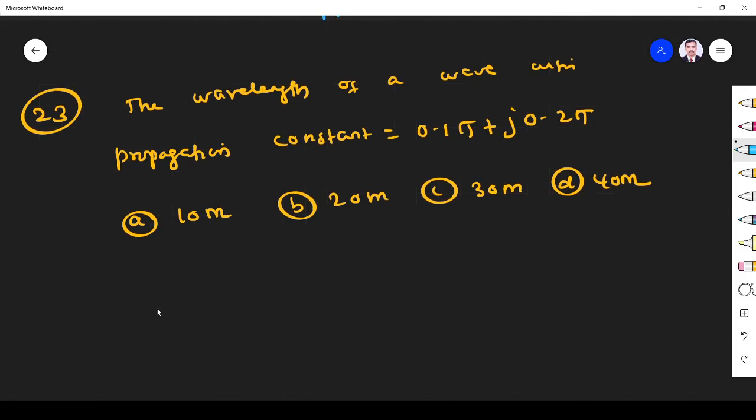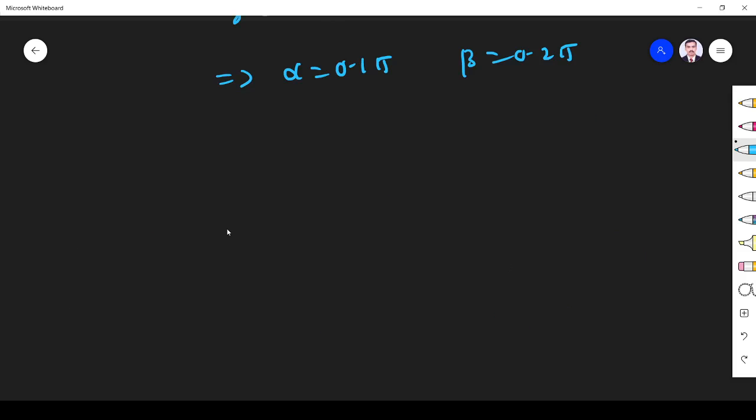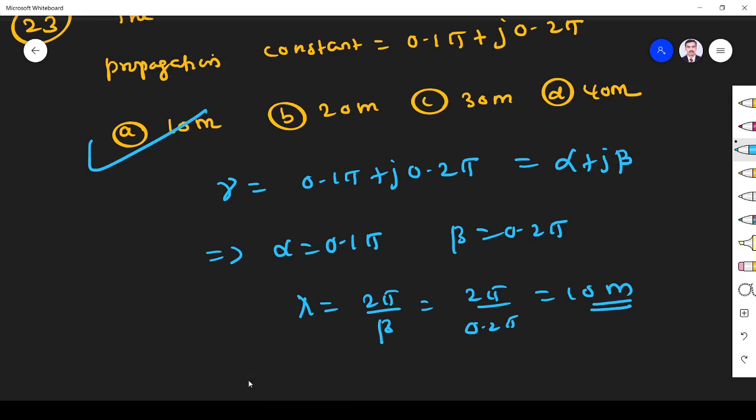Next one, the wavelength of a wave with propagation constant gamma equal to 0.1 pi plus j 0.2 pi. This indicates alpha is 0.1 pi because gamma is equal to alpha plus j beta. Beta is equal to 0.2 pi. So what I have to find is the wavelength. Wavelength is equal to 2 pi by beta. So 2 pi by 0.2 pi is 10 meter. So wavelength is 10 meter. Option A is the right answer. Alpha is attenuation constant, beta is phase constant.